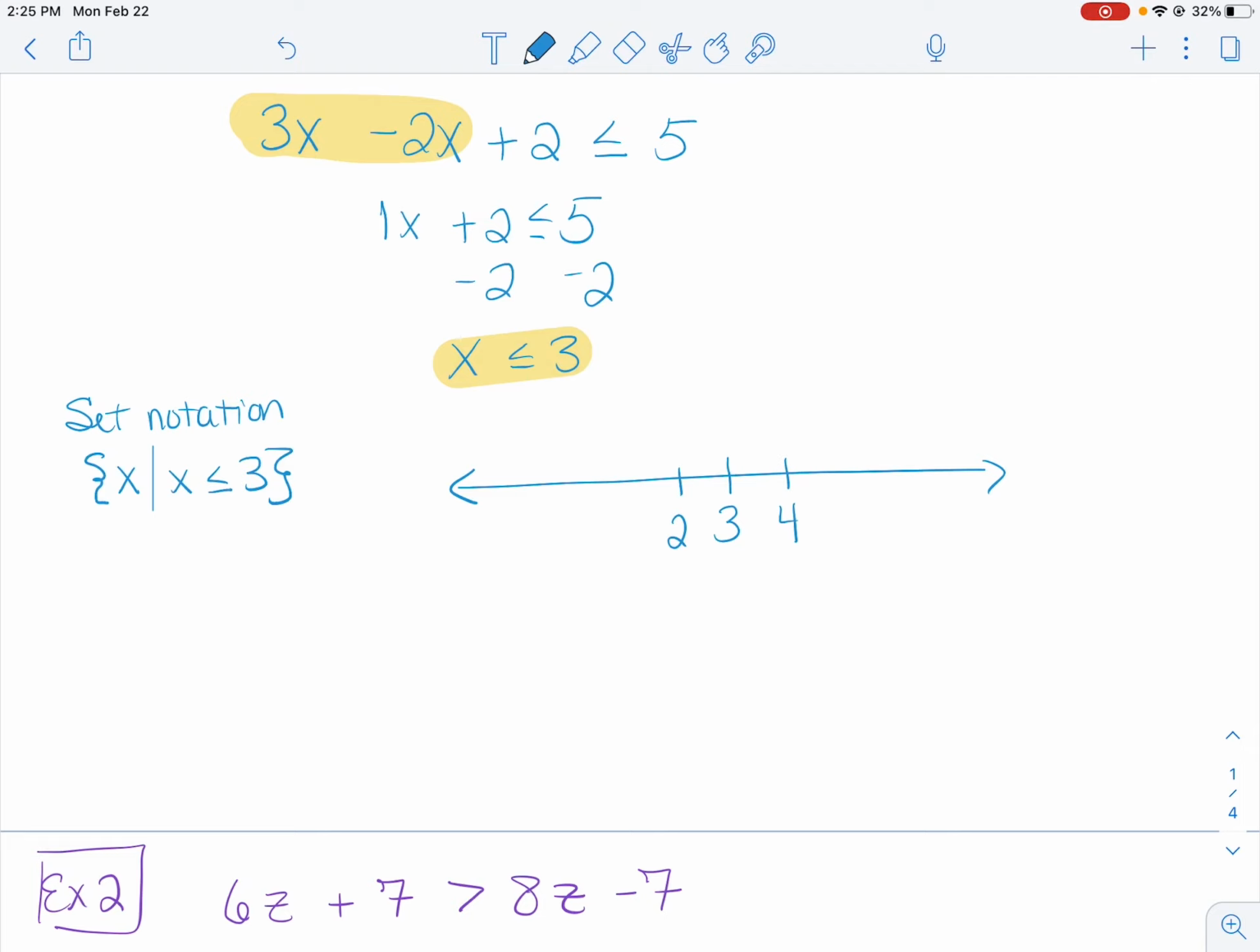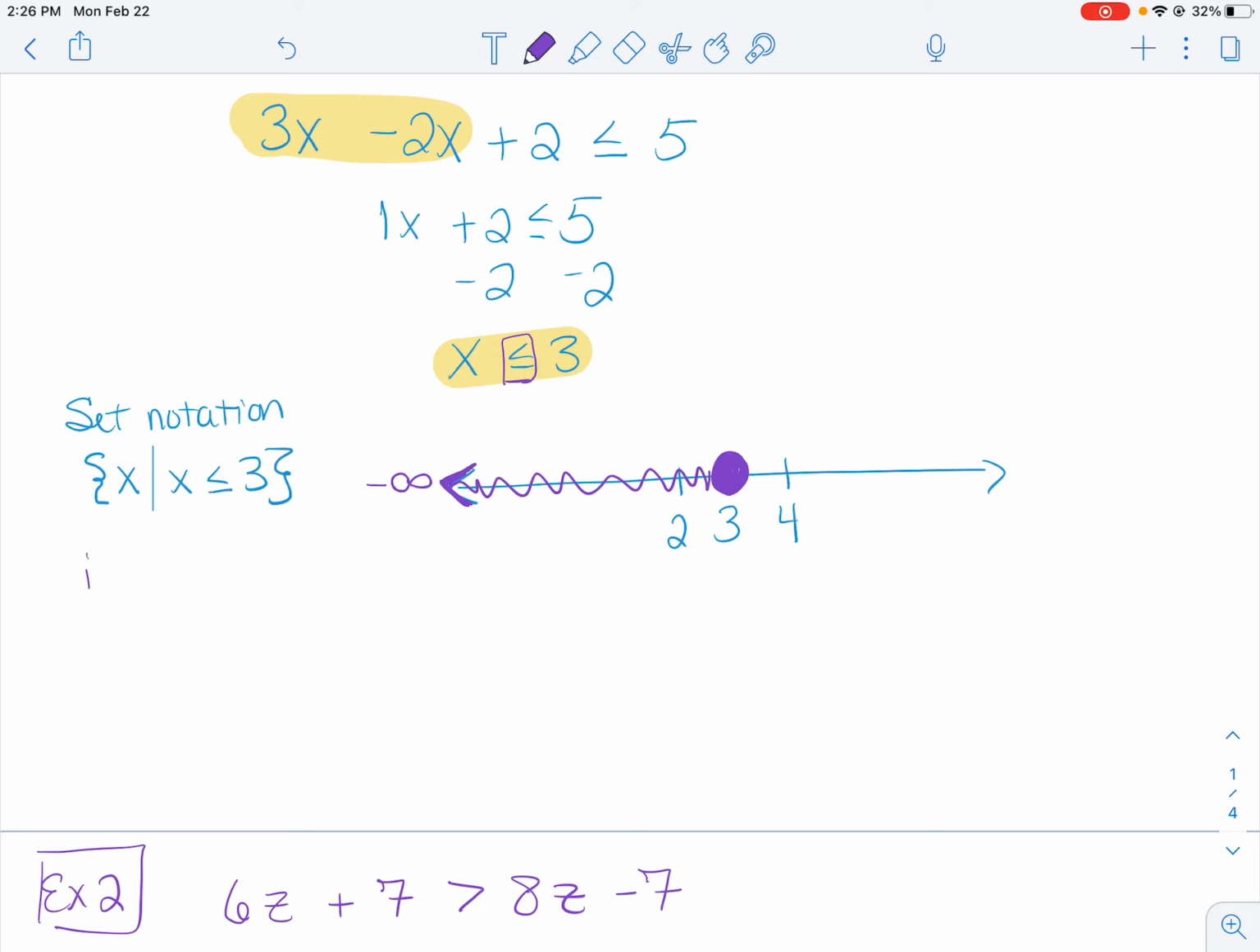Okay. So once we get that, we can circle the 3, and if it's less than or equal to 3, we're including 3 as part of our solution. So I'm going to fill in that circle to show I'm including 3. And then this sign, as long as my variable's on the left, should point the direction we want to shade. So I want everything less than or equal to 3, so everything to the left.